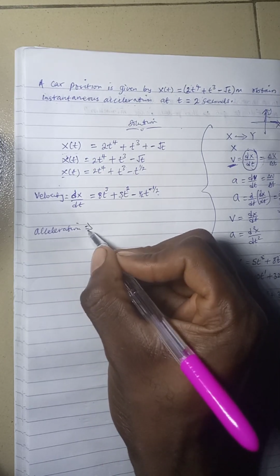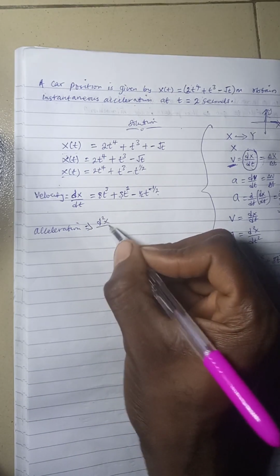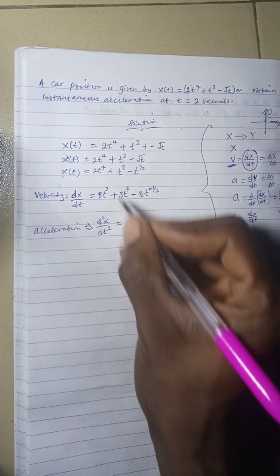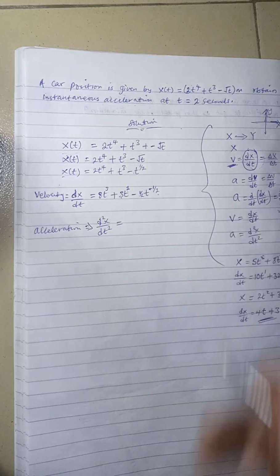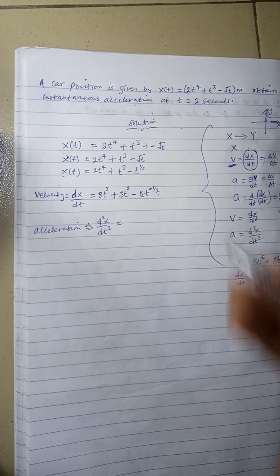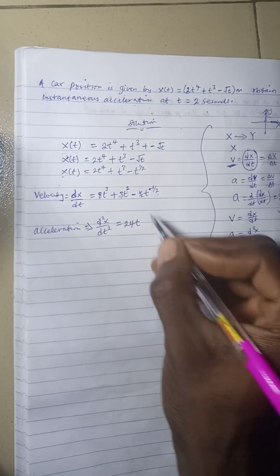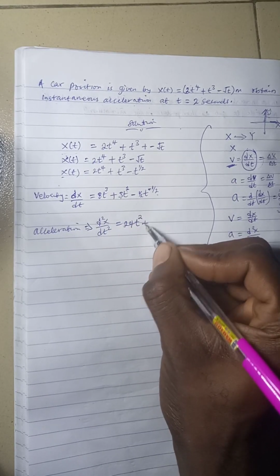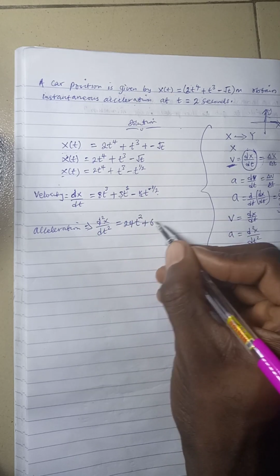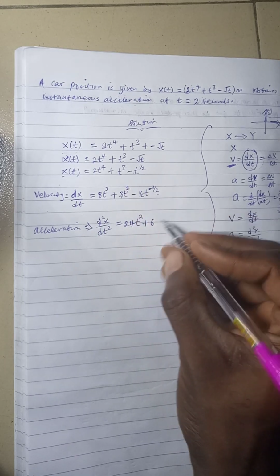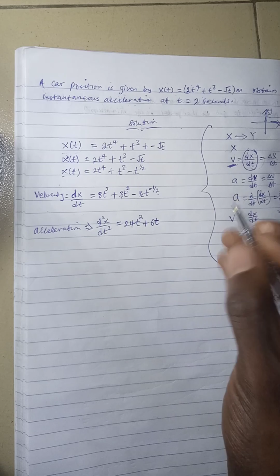So we're looking for acceleration. We know that acceleration means second order derivative of position. So we're going to differentiate this again. 3 times 8 should give us 24. Then we have t. When we remove 1 from 3, it will remain 2. Plus 2 times 3 will give us 6. When we remove 1 from 2, it will remain 1. That is t to 1.